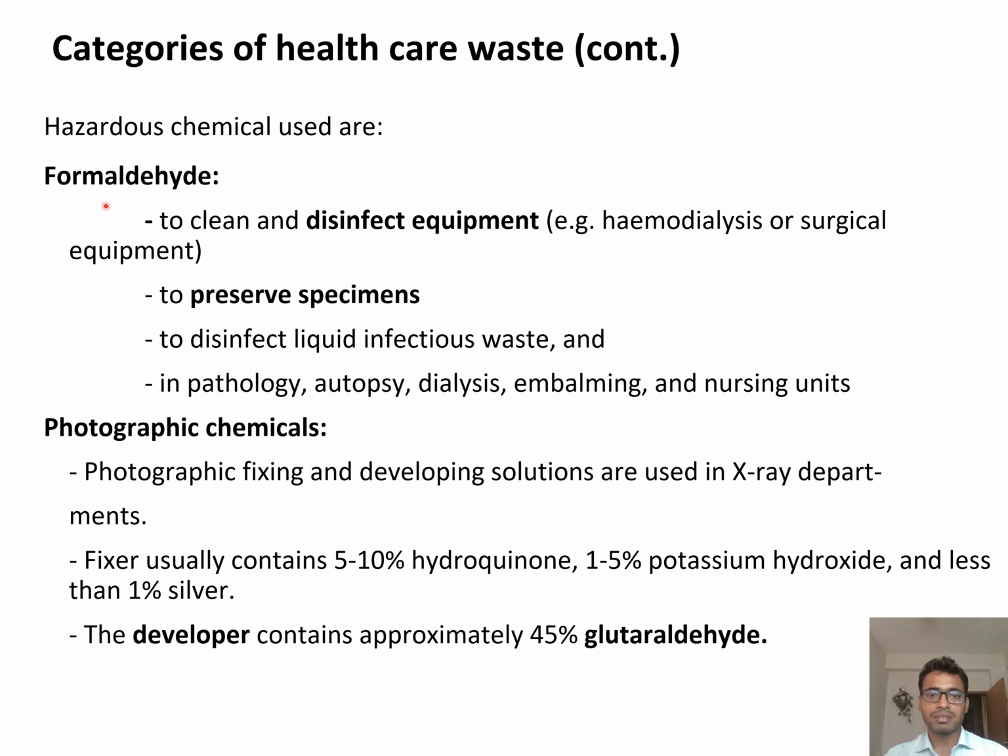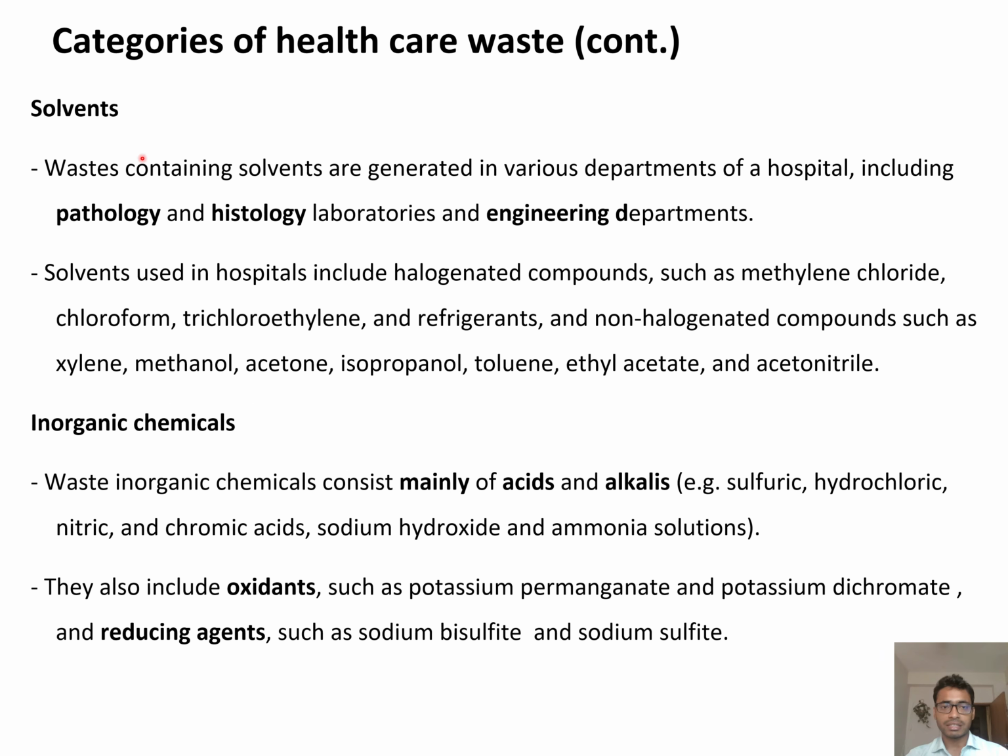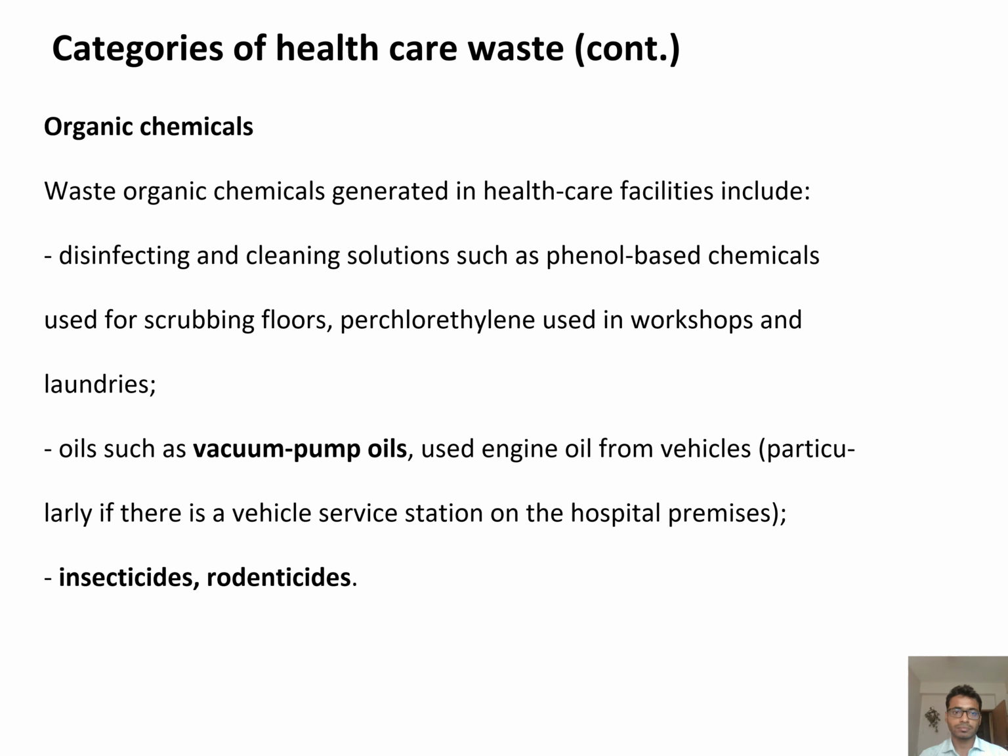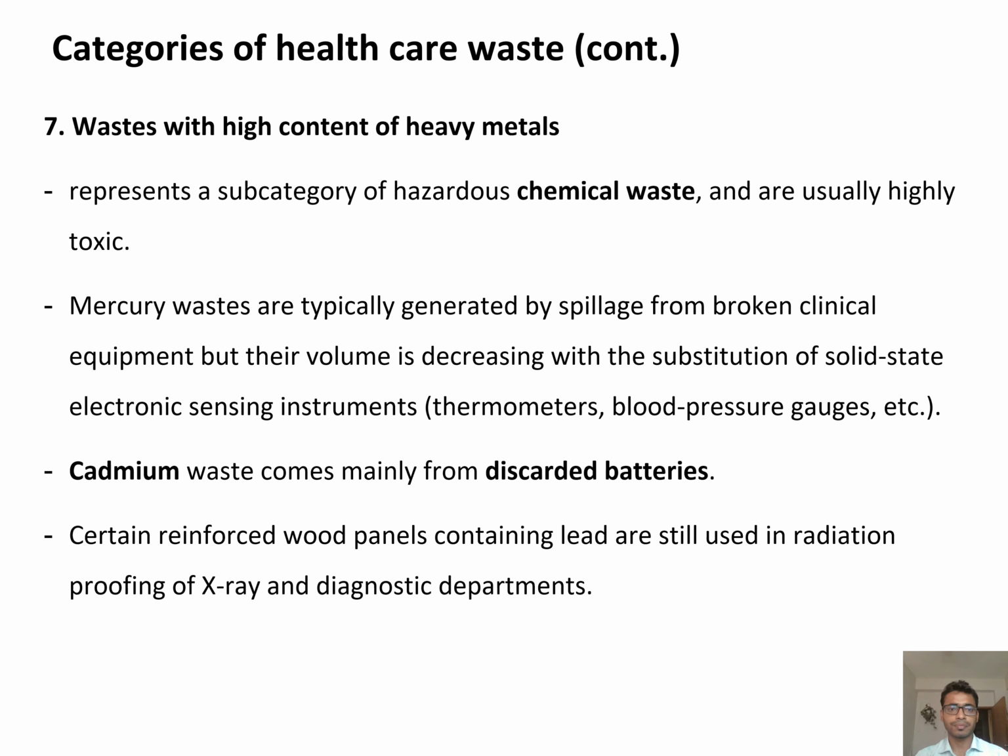So some examples are formaldehyde, photographic chemicals. Just go through their uses. Then solvents, inorganic chemicals, organic chemicals like insecticides, rodenticides, etc., perchloroethylene. So these are some organic chemicals.